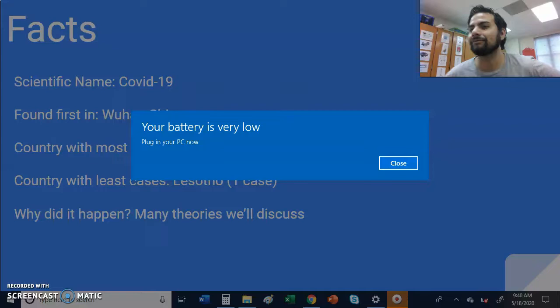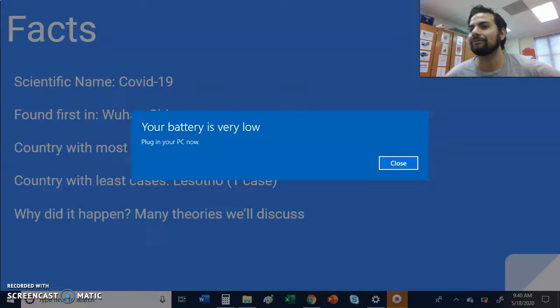The reason why COVID-19 is called COVID-19 is because it was found in the year 2019. That is the reason why they call it COVID-19. 19 doesn't mean that there have been 19 coronaviruses already. No, it was the coronavirus that was found in the year 2019. So if someone tells you that you shouldn't worry about this because this has been the 19th one, they are incorrect.